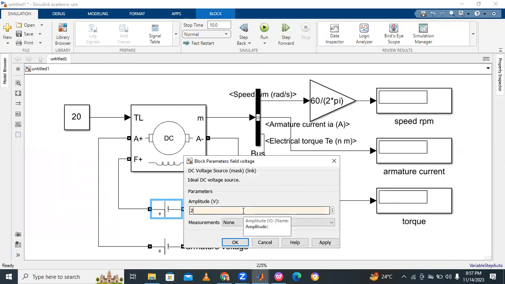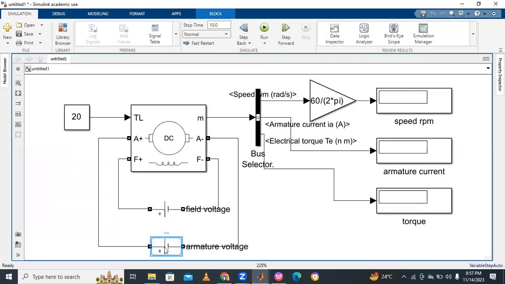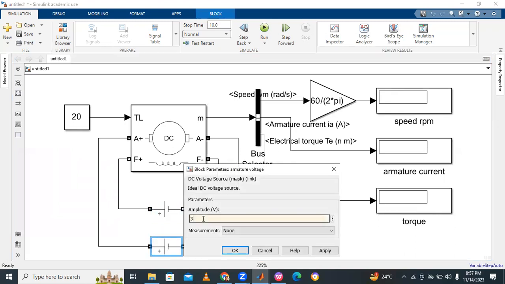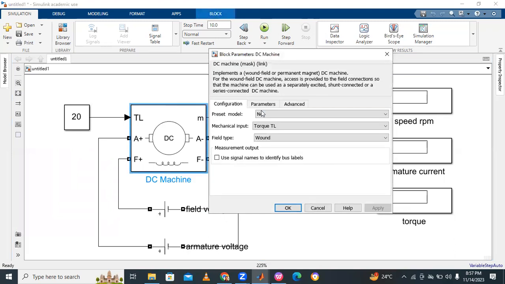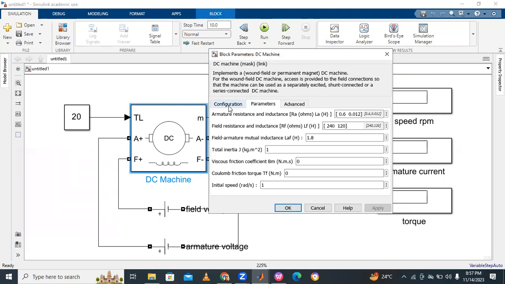Field voltage is called 240. Then armature voltage is called 300. Press apply. And the load torque is called 20. Okay, and press open this DC motor, and then parameters and configuration.